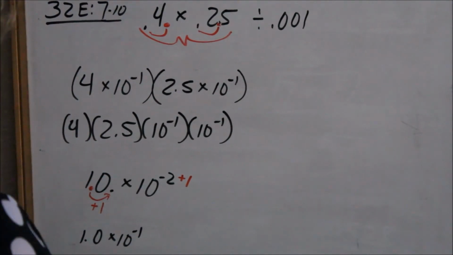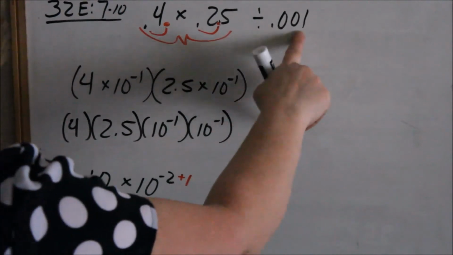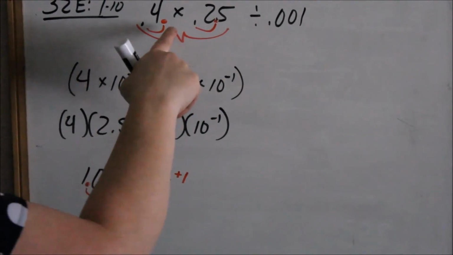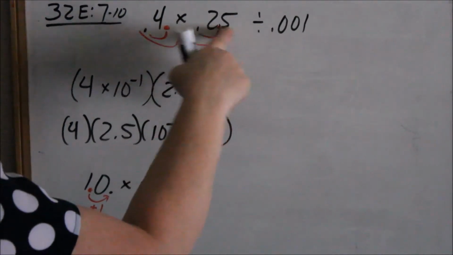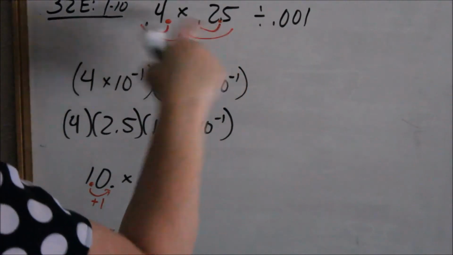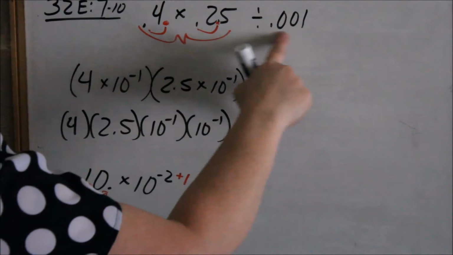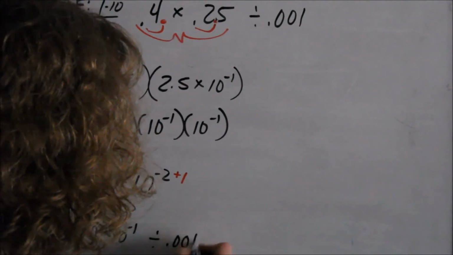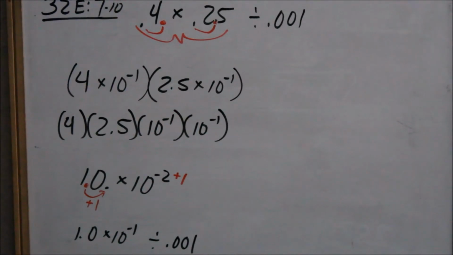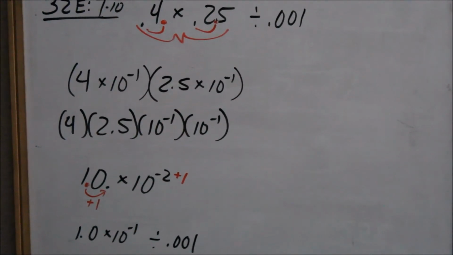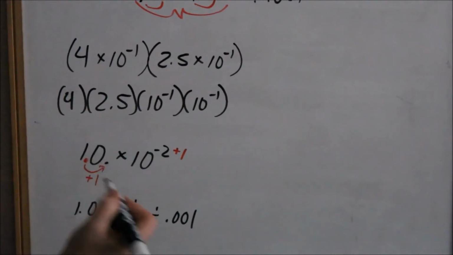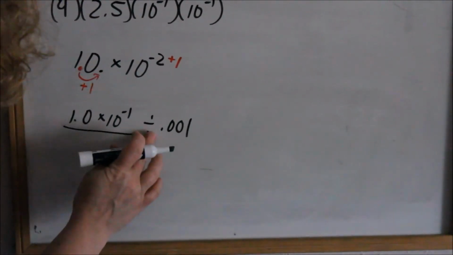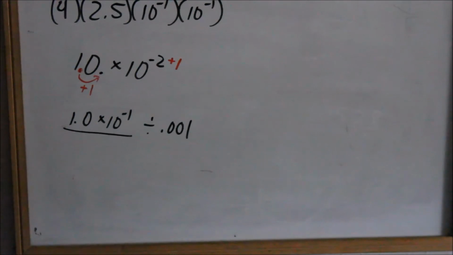I'm not done with my problem because now I need to divide this by 0.001. This 1 times 10 to the negative 1 just gave me this answer right here. So now I need to divide this. So I'm still dividing by the 0.001. My first thing is already in scientific notation. And remember, I like to write my divisions one on top of the other. So I'm just going to write this and then I'm going to put this into scientific notation.